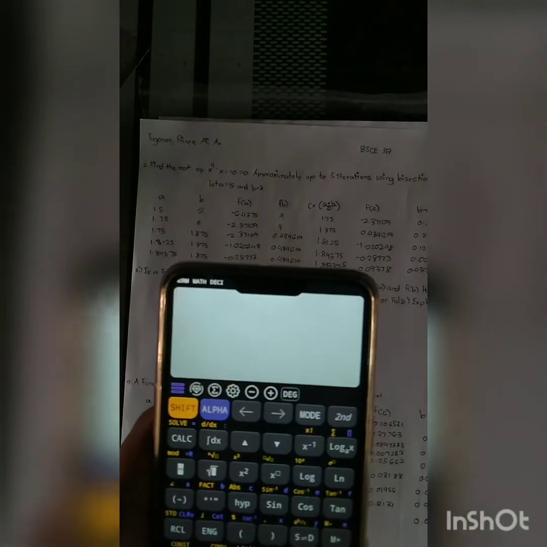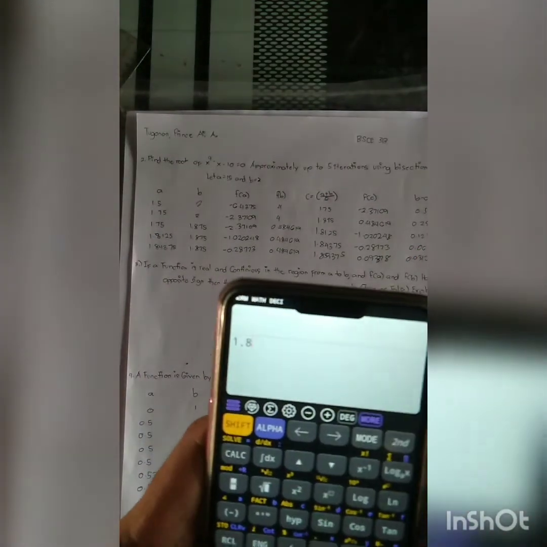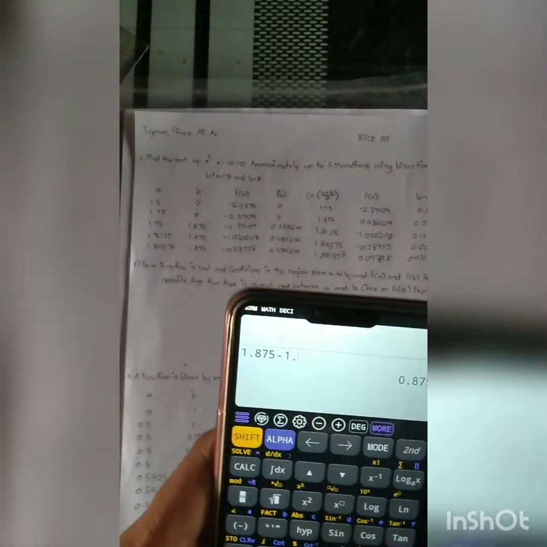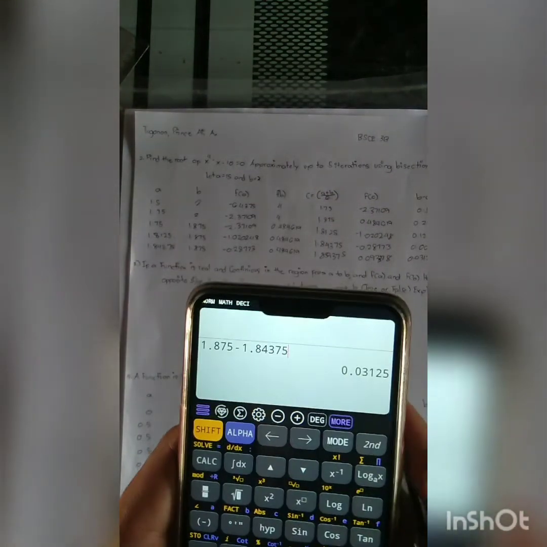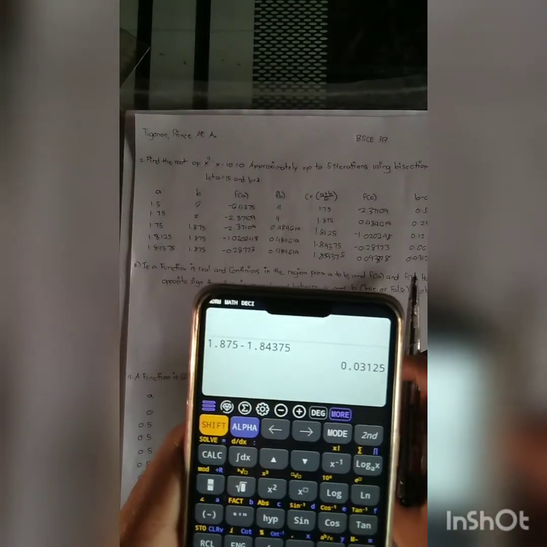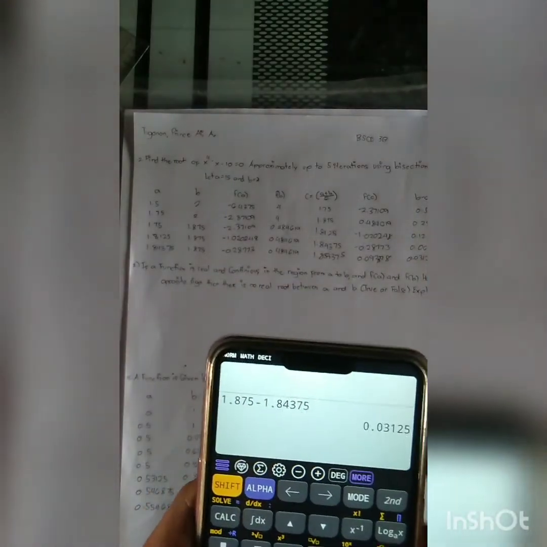Now, last, B minus A. So 1.875 minus 1.84375. The answer is 0.03125 in the fifth iteration. So that's all.